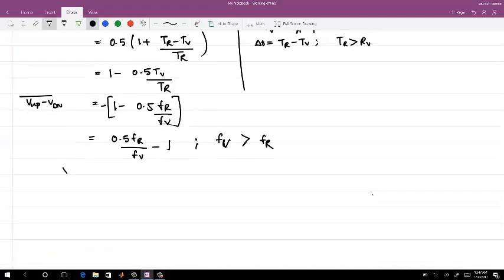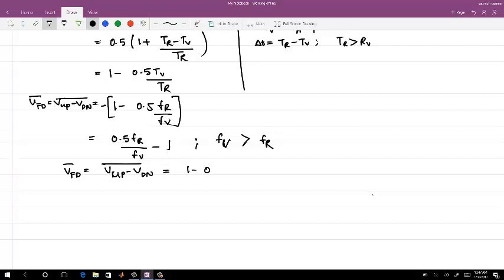You can work out the same. This one I am writing slightly: VFD average, which is V up minus V down average, is this. Then the other side of the expression is V up minus V down average equals 1 minus 0.5 FV by FR when FV is lesser than FR. This can be worked out with the same analysis which we have done.